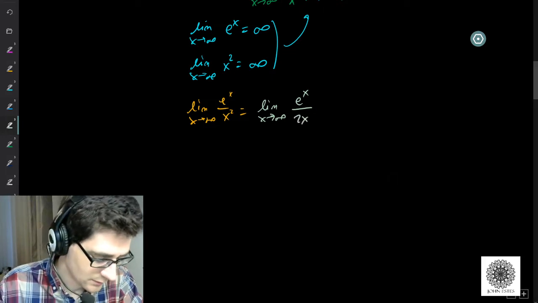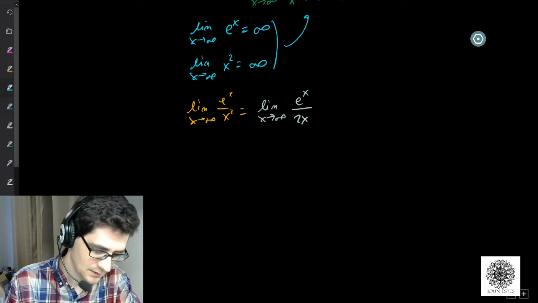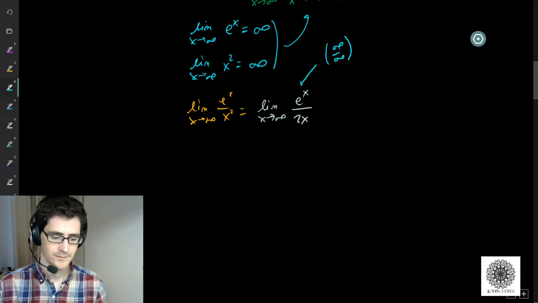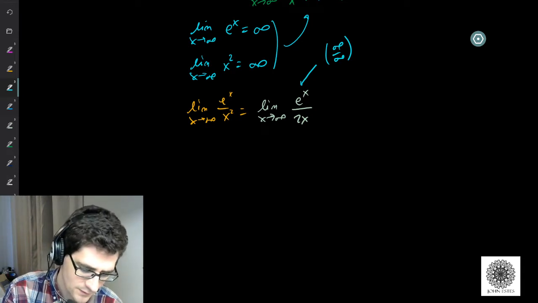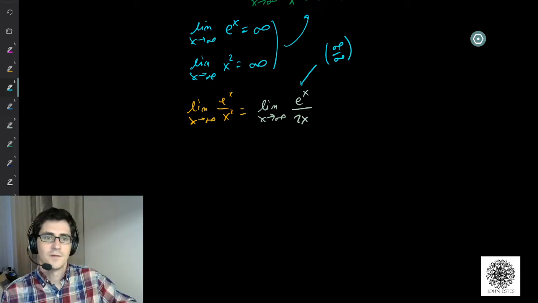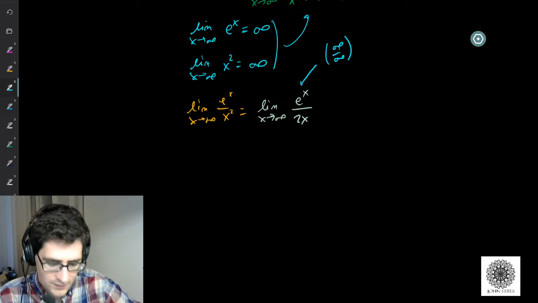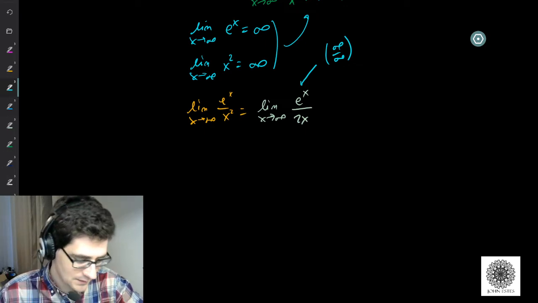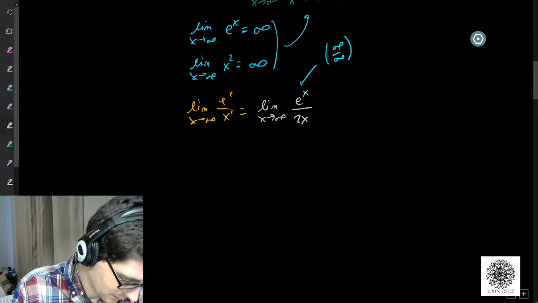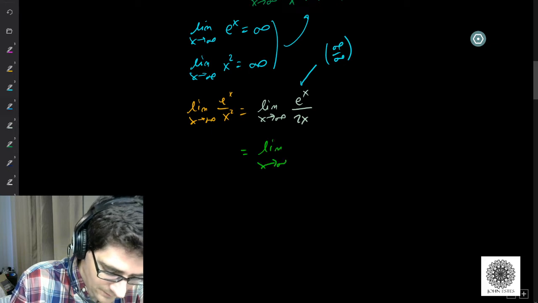Okay, but notice here that when I evaluate this going to infinity, again, I end up with an infinity over infinity situation. Because the limit as x goes to infinity of 2x, well, that's a straight line, and it's going to go up to infinity as well, right? So we didn't really evaluate the limit, but we can apply L'Hopital's rule again. So let me change my color one more time. We are going to apply L'Hopital's rule one more time.